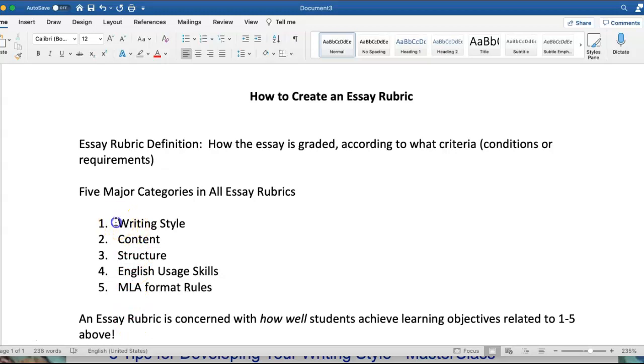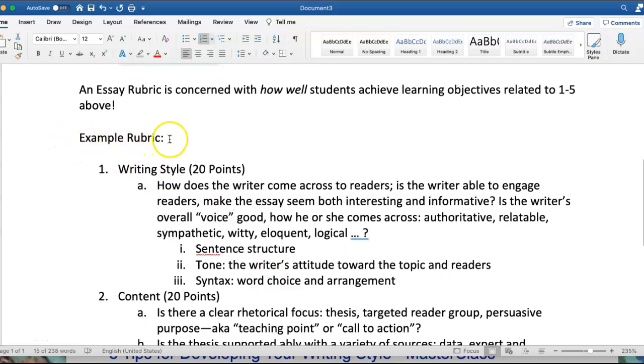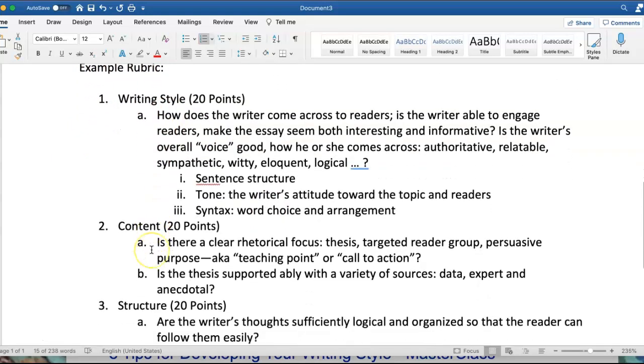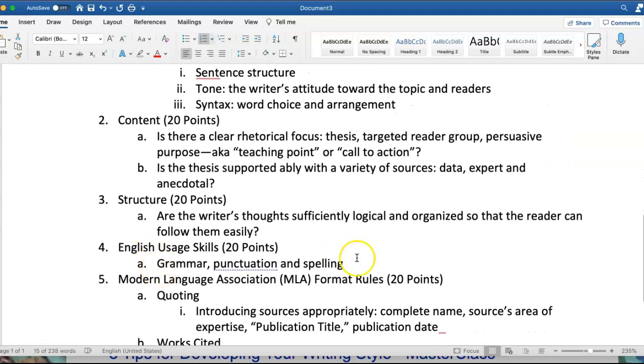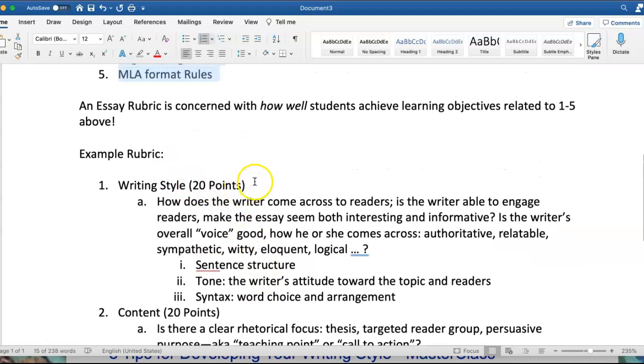How important do you think each of these categories are in regard to the essay? Now, below is an example rubric. It's just very simple. We've got the 5 categories right here, and they're equally weighted, all at 20 points. And I provide definitions of them. Writing style, worth 20 points.